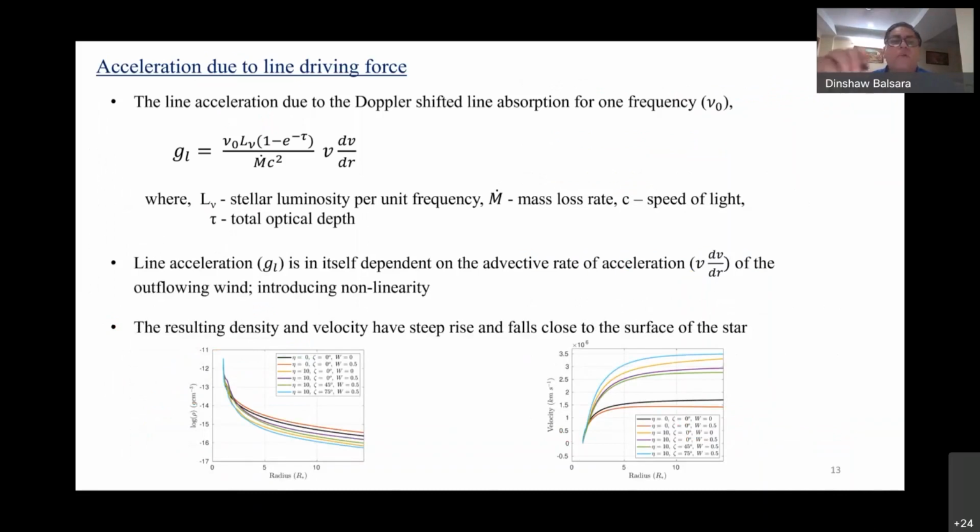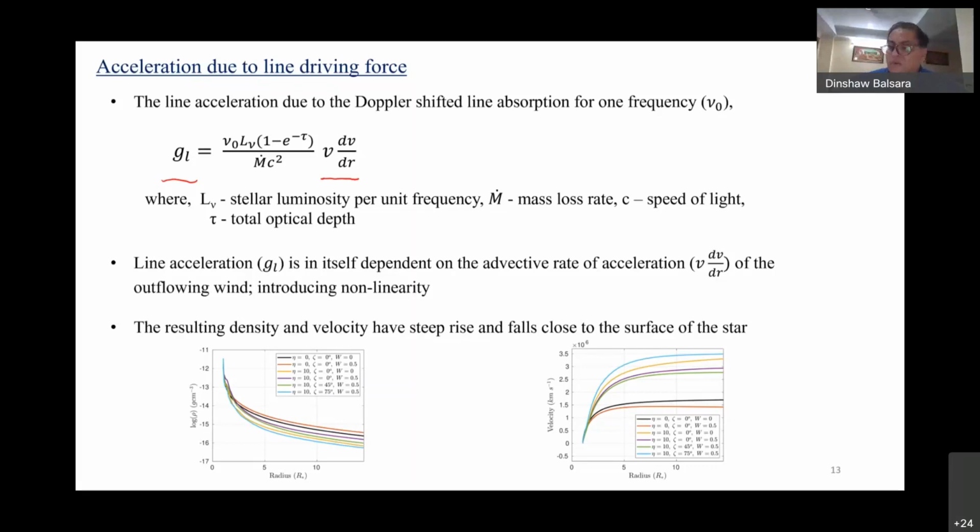Once we have this realization, we realize that the Doppler shifting, namely the acceleration of the wind, will play a big role in the force that you get. So this is the gravitational acceleration through line radiation, and it depends on the acceleration as a function of radius inside the wind structure itself. That's an important idea that we have to factor into our thinking.